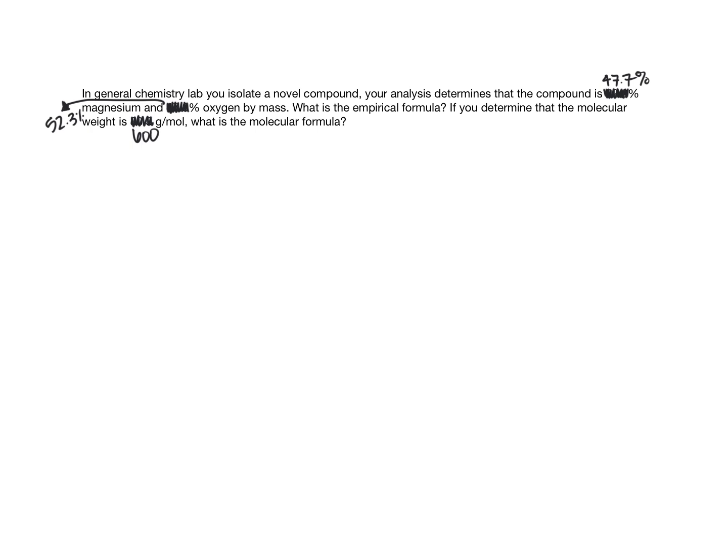So this is an empirical formula calculation, and there are essentially 4 steps. So step 1, assume 100 grams. So I'm going to take my 47.7 grams of magnesium and my 52.3 grams of oxygen and convert. That gives me the first step. Part 2, convert to moles.